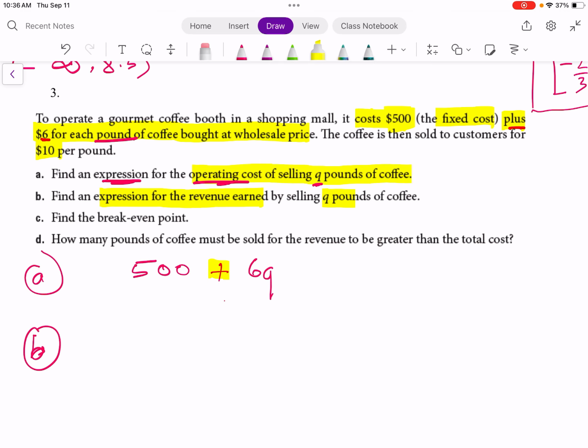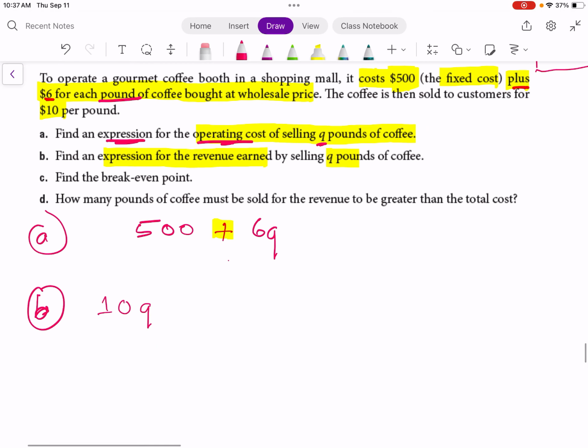So how much do you make after selling 1 pound of coffee? We make $10. If you sell 5 pounds of coffee, how much do you make? 10 times 5, $50. If we sell 10 pounds, how much do we make? 10 times 10, $100, right? So if we are selling Q pounds of coffee, how much will we make? 10 times Q, 10Q. Okay, so 10Q is the expression for the revenue. Okay, so this is the revenue and this is the cost.